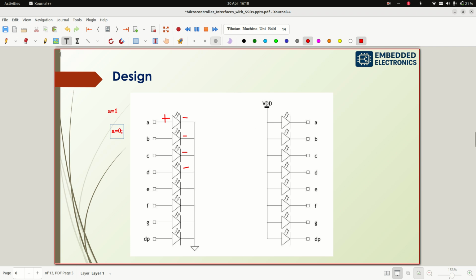But here you can see, this is the anode terminal, isn't it? All the anode terminals of all LEDs. Here we have so many LEDs, right? So all anode terminals are connected to VDD, and the cathode terminals are connected to the microcontroller pins.